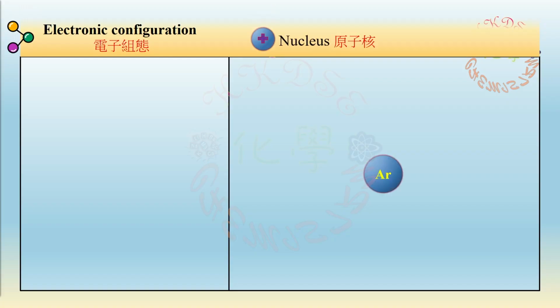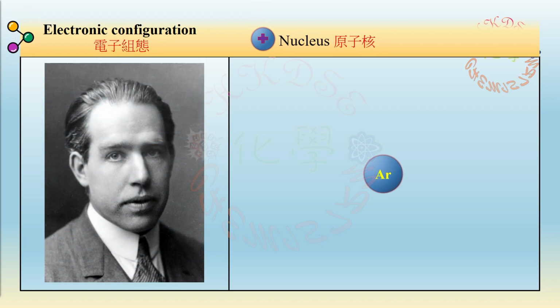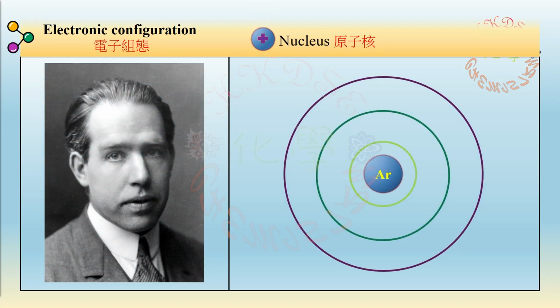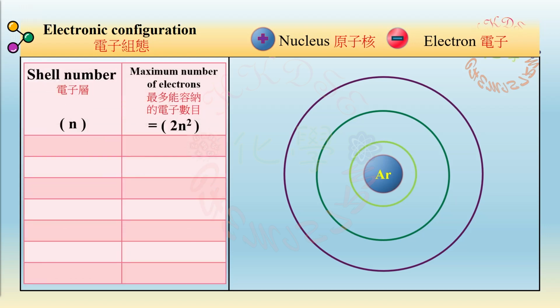Electronic configuration. According to Bohr's model of the atom, each atom contains a different number of electron shells surrounding the central nucleus. Each electron shell can only hold up to a certain number of electrons. The maximum number of electrons in each electron shell is given with the formula 2n^2, where n represents the number of shells. Electrons go into the shells one by one, starting from the innermost shell.